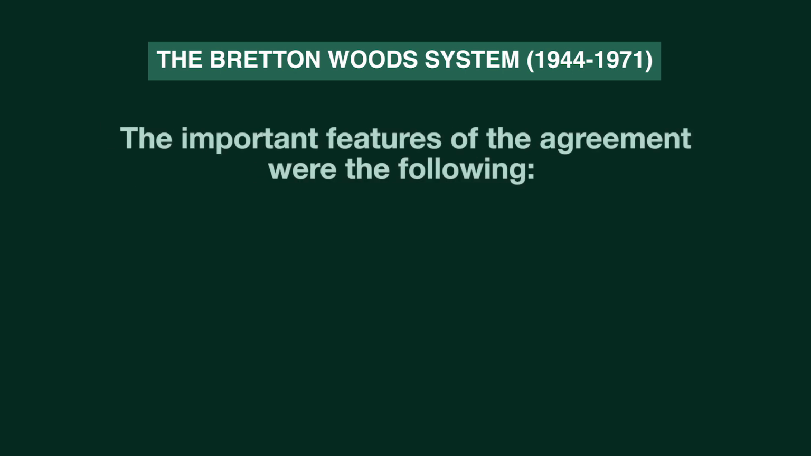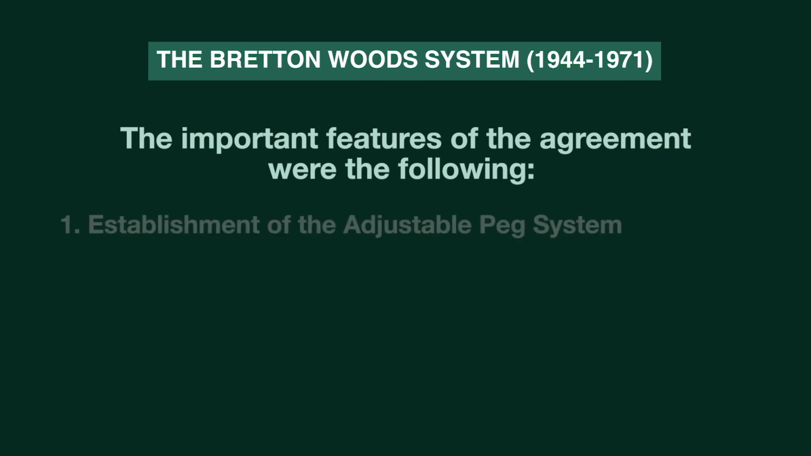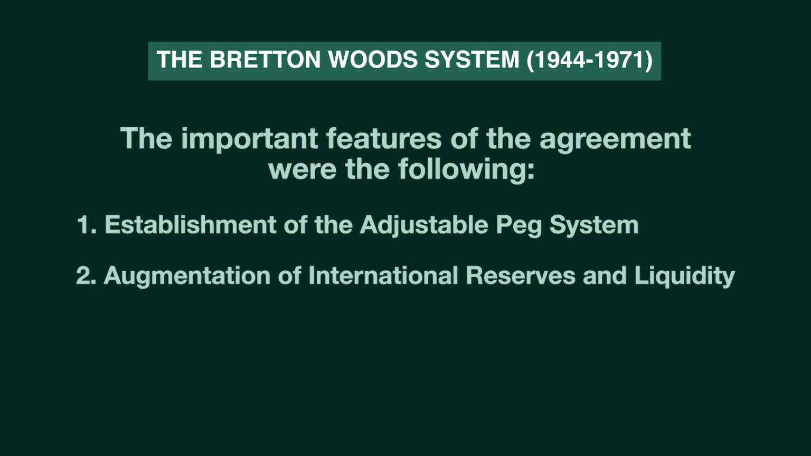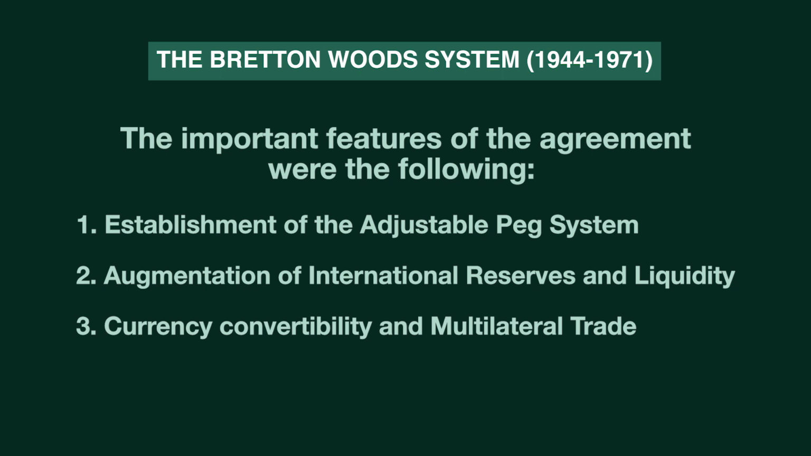The important features of the agreement were as follows: 1. Establishment of the adjustable peg system. 2. Augmentation of international reserves and liquidity. And 3. The currency convertibility and multilateral trade. Let's come to it one by one.